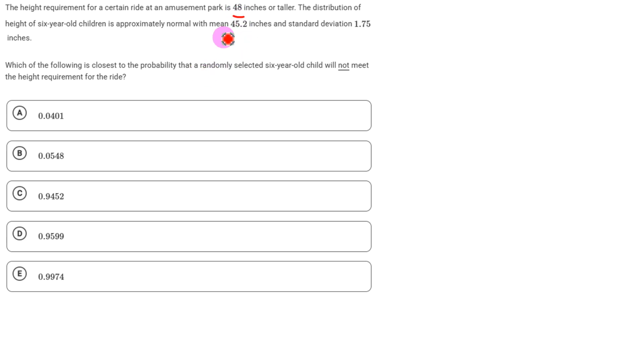The distribution of height of 6-year-old children is approximately normal, need that, with a mean of 45.2 and a standard deviation of 1.75 inches. Which of the following is the closest to the probability that a randomly selected 6-year-old will not meet the height requirement for the ride? So that would mean being less than 48 inches tall. Notice there's nothing about a sample size here, so we are of course going to use normCDF.